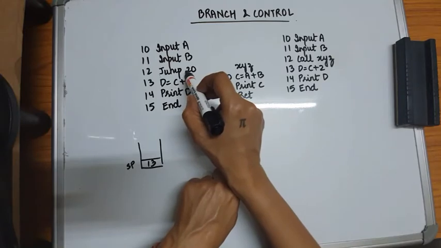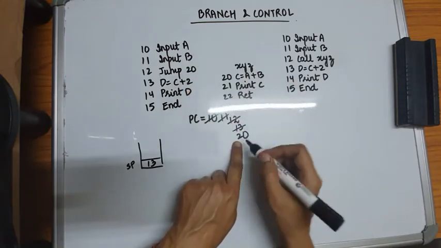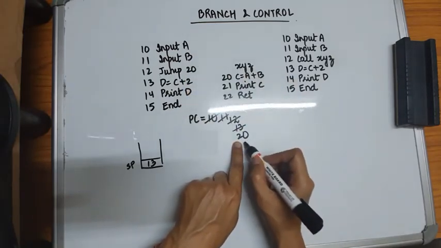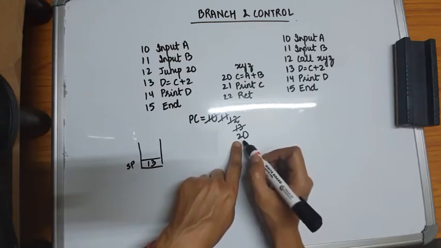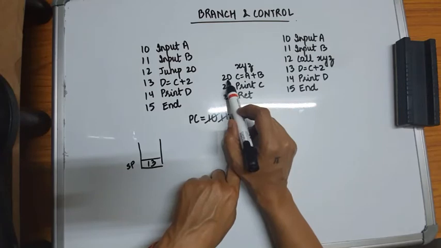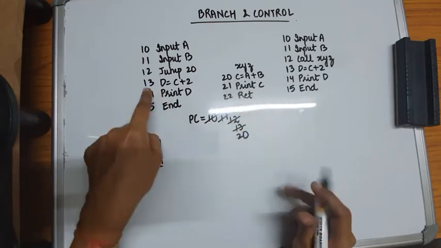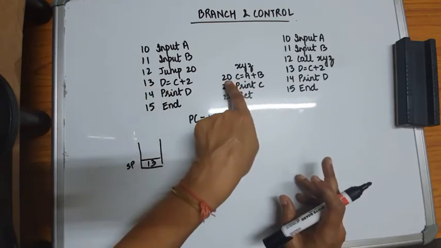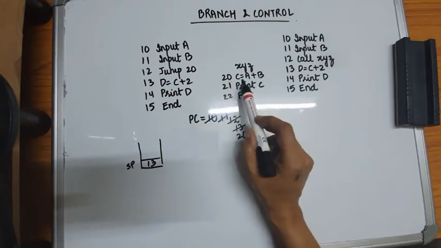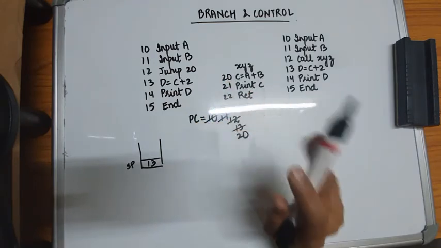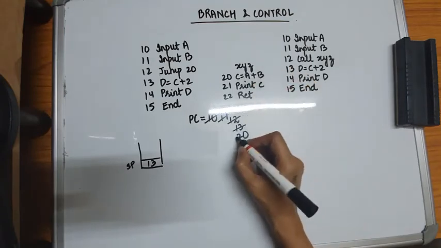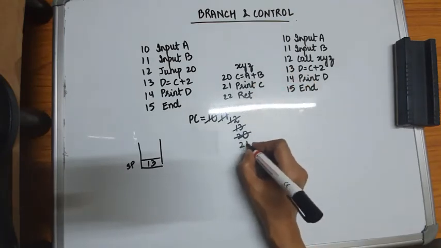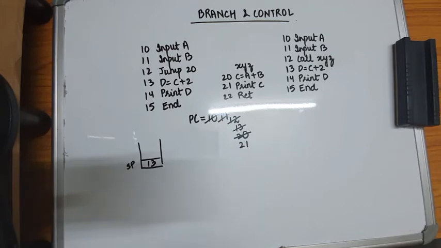After execution of this instruction, when the microprocessor comes to PC and checks the value, what does it get here? It gets 20. When it gets 20, automatically the control is transferred to line number 20. Now the instruction that will be fetched will not be 13, but C equals to A plus B, which is written on line number 20. So this is fetched, and when it is fetched, 20 is auto incremented to 21.